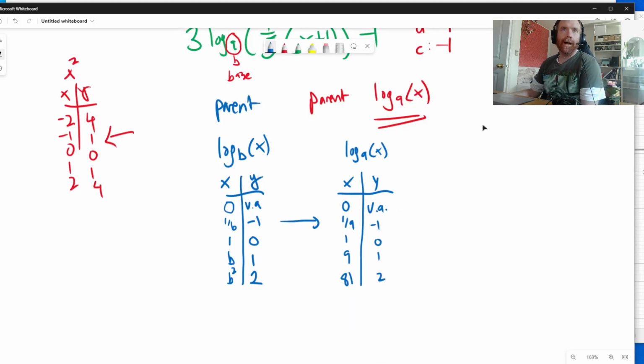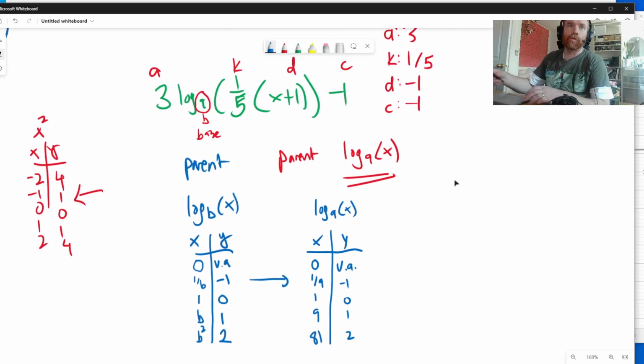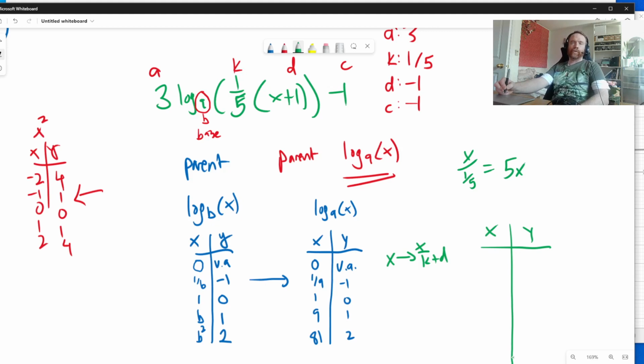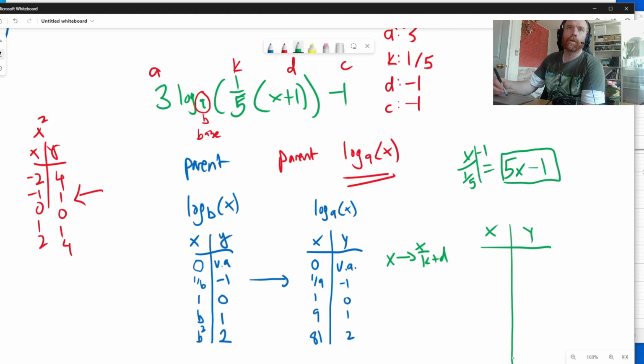Okay. So now we go back and we use these transformations to go ahead and transform the thing. Every x value becomes x over k plus d. Now in our case, what is that actually doing? Well, if k is 1/5, x over 1/5 is the same thing as 5x. If we divide something by a fifth, you're multiplying it by 5. So we have x over k plus d, and this is what it would equal: 5x minus 1. Now let's look at our x values and do that.